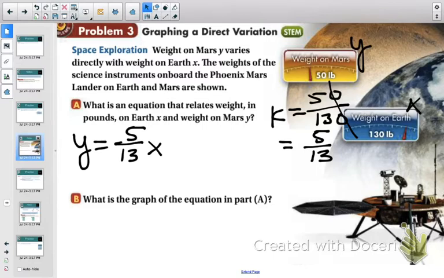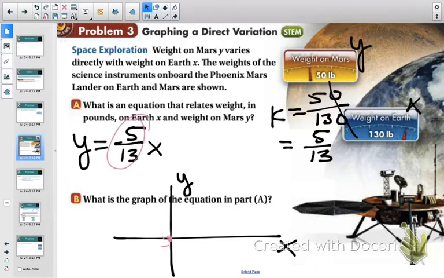Then what is the graph of the equation in part A? So your graph, if we have our y and our x. If you weigh 0 on Earth, then you're obviously going to weigh 0 on Mars. So all these direct variation problems should start at your origin like this. And then basically I just use my slope, so 5/13. So I'm going to go up 5, just say that's 5 over 13. That's 13. I don't know why it looks like 13.